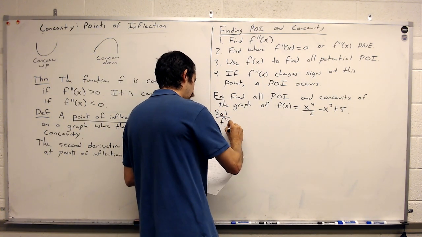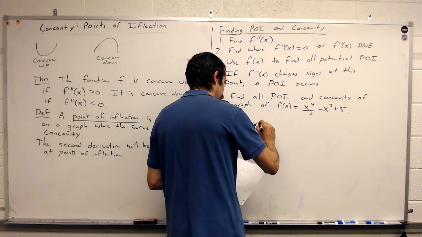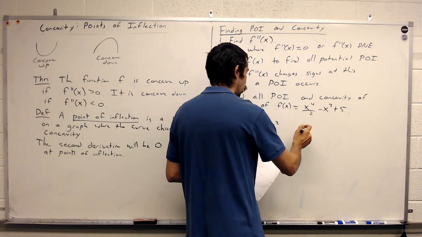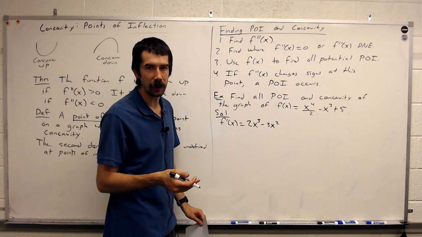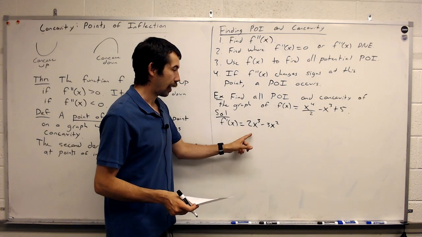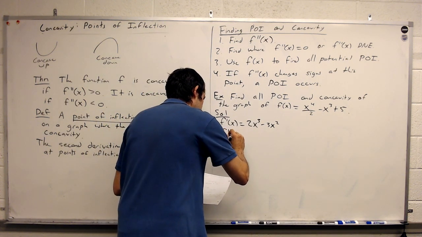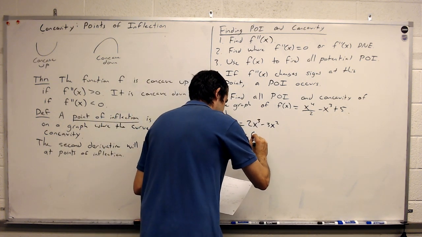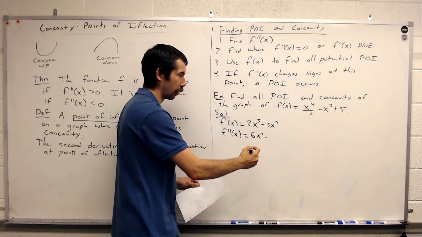So f prime of x, that's the derivative of our function. We bring the 4 in front. That's 2x to the third minus 3x squared. The derivative of 5, as you know, because you are a boss at this point, is 0. And now we need the derivative of this function. Bring the 3 in front. 6x squared minus, bring the 2 in front, 6x.